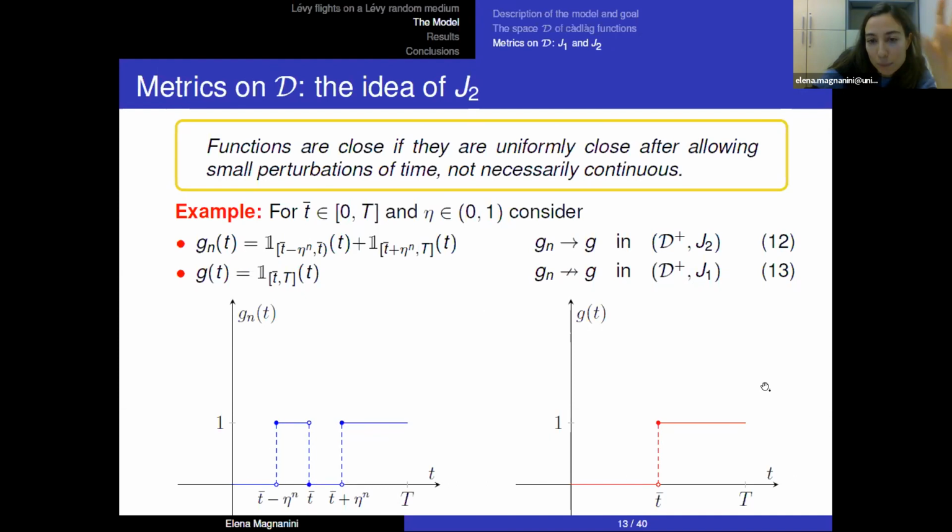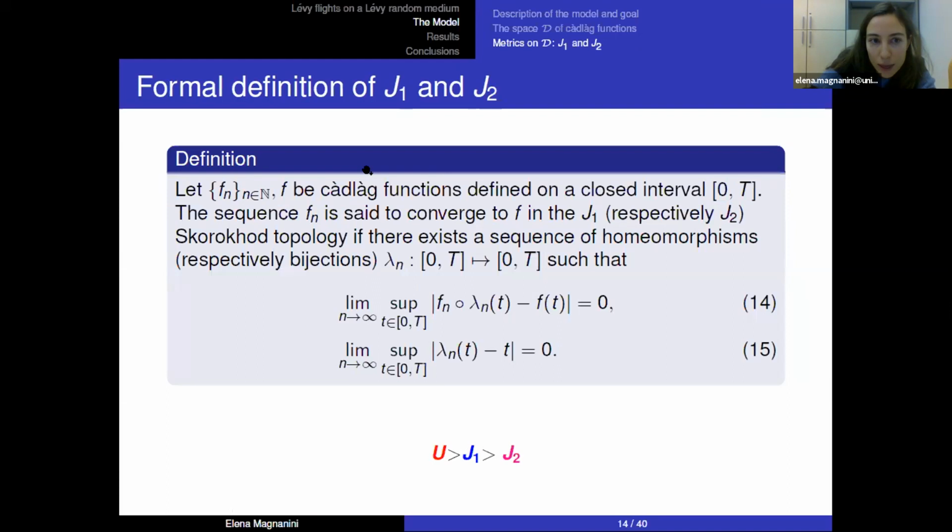More formally, I give the definitions together. A sequence f_n is said to converge to f in the J1 or, respectively, J2 Skorokhod topology if there exists a sequence of homeomorphisms or, respectively, bijections lambda_n such that both conditions 14 and 15 hold. Condition 15 tells us that this sequence must be close to the identity, and condition 14 tells us that the composition of f_n with this sequence of homeomorphisms or bijections converges uniformly to f. Of course, the uniform metric is stronger than J1 because the identity is a homeomorphism, and J1 is stronger than J2 because homeomorphisms are also bijections.